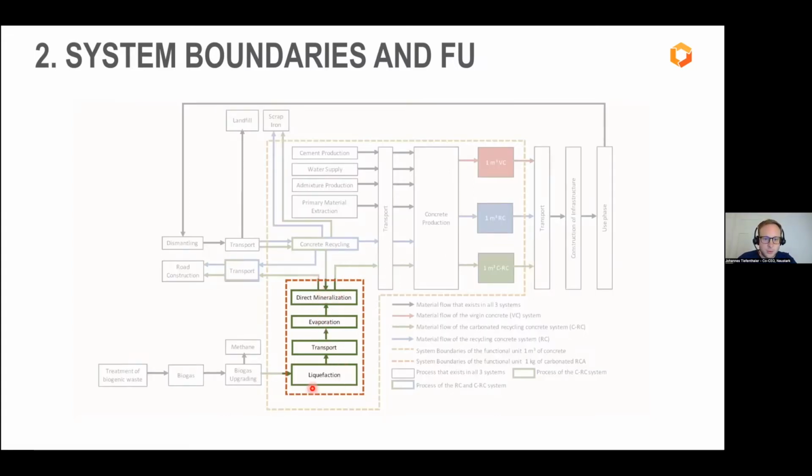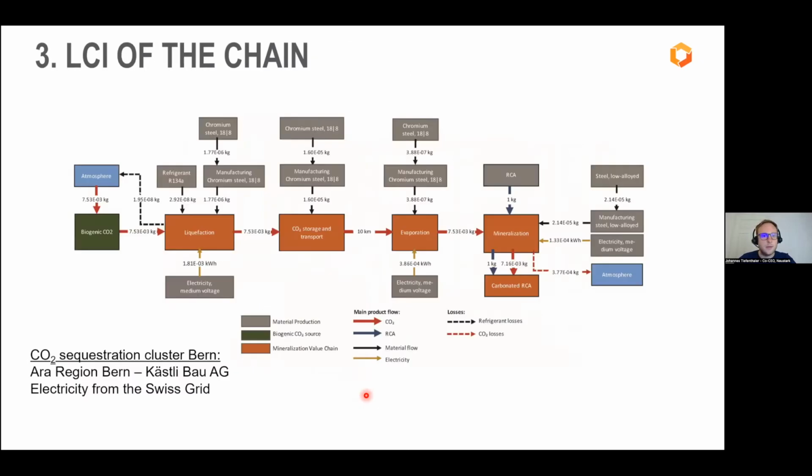So the CO2 supply, which is liquefaction, transport, evaporation, and then the mineralization. Everything else does not change. So basically, I would say this is the baseline, and we have to account for the emissions and the emission reductions within this baseline to actually quantify the net climate impact. In our case, this is the net CDR volumes. And we did that.